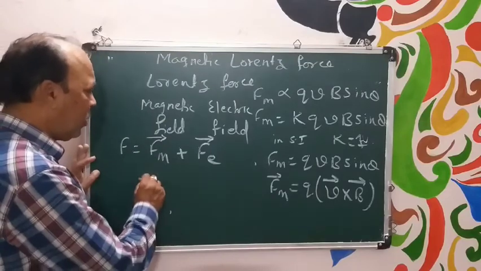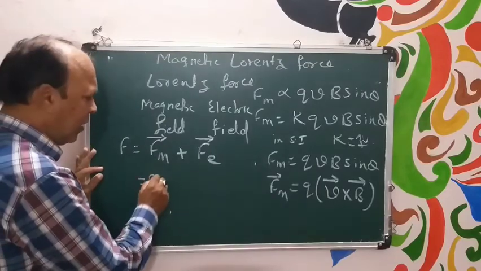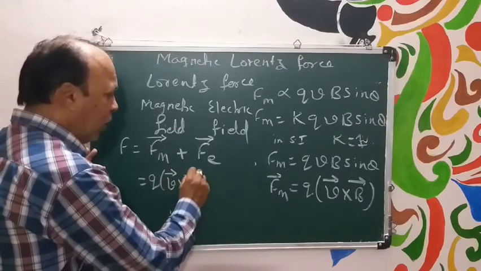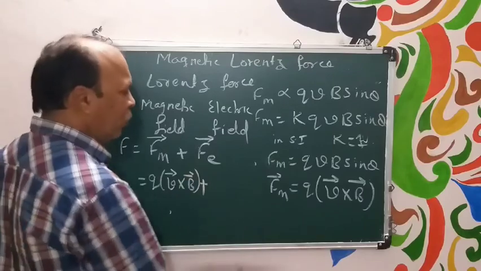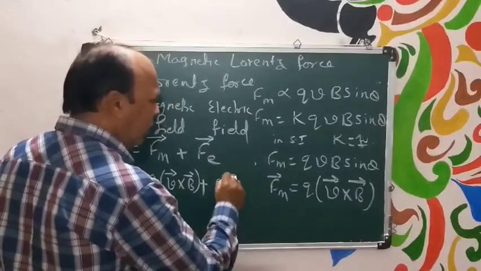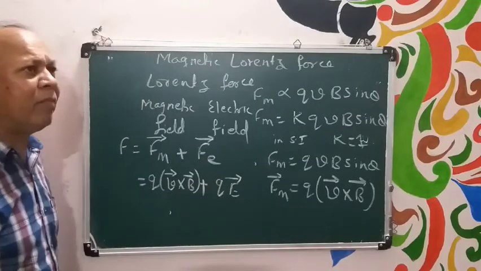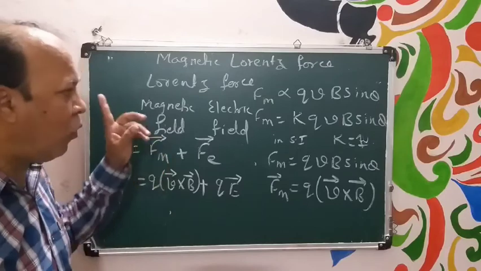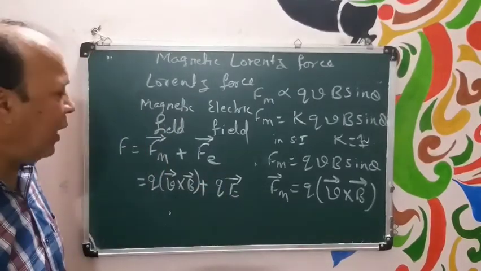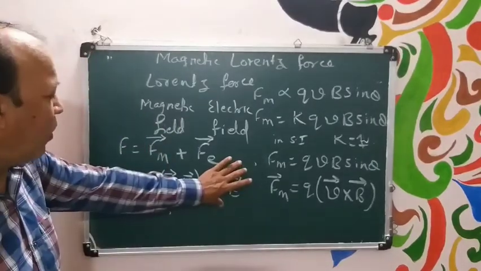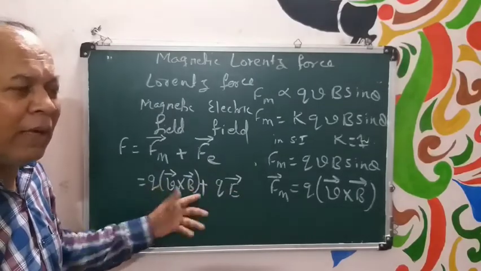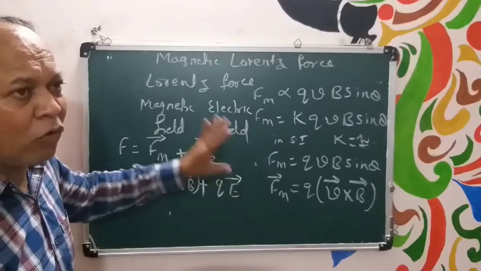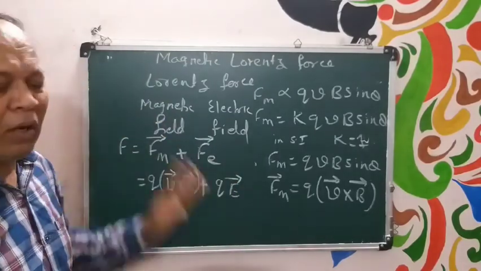Due to the magnetic field, what should be the magnetic force? It should be equal to Q into V cross B. And what about electric force? It should be equal to QE. Obviously, I have written vector signs, so the total should be the vector sum of magnetic force plus electric force. In the absence of an electric field, obviously you will have only magnetic force. In the absence of a magnetic field, you will have only electrostatic force. So this is known as Lorentz force.